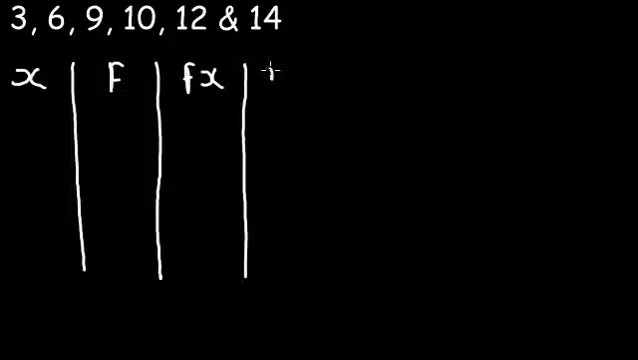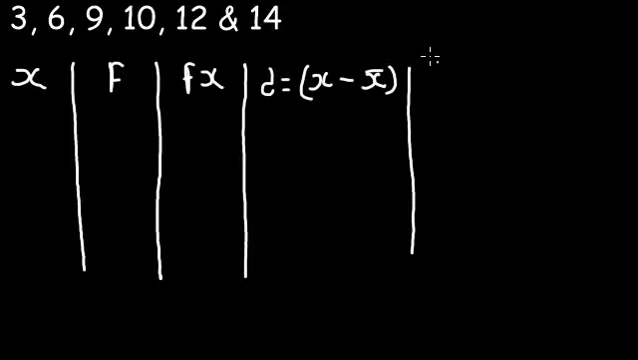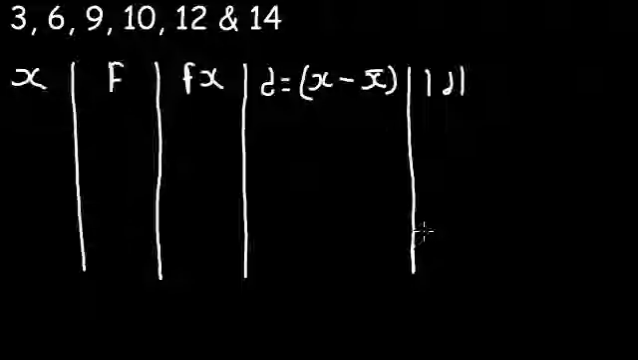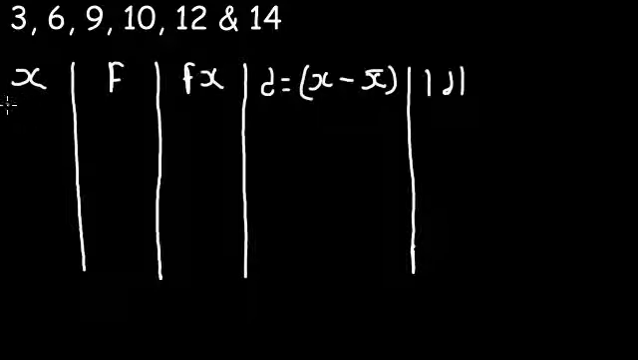Now we have the deviation. For those who might be hearing it for the first time, the deviation simply equals each value in the distribution minus the mean, x bar. Then we find the absolute value. So these are the quantities you need to solve for the mean deviation whenever you're dealing with ungrouped data. Alright, so now let's begin.